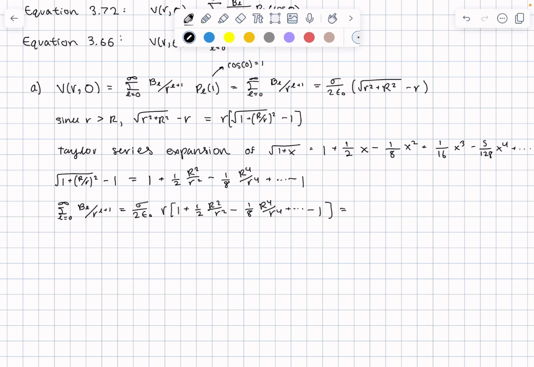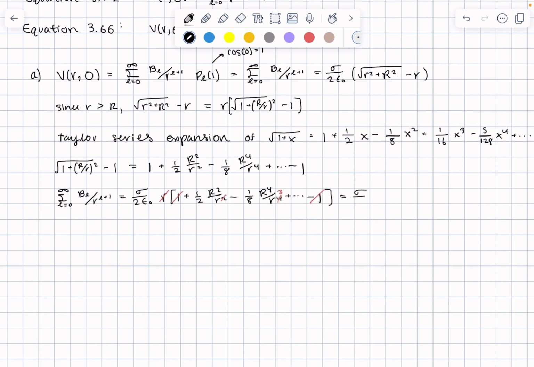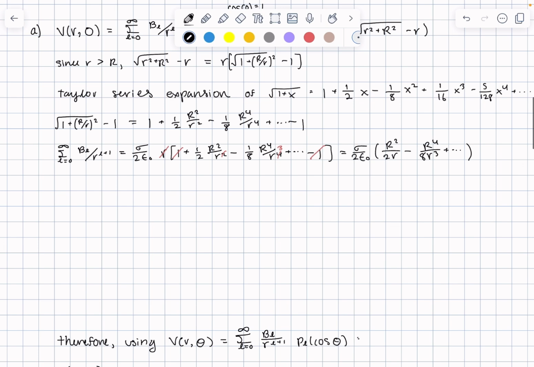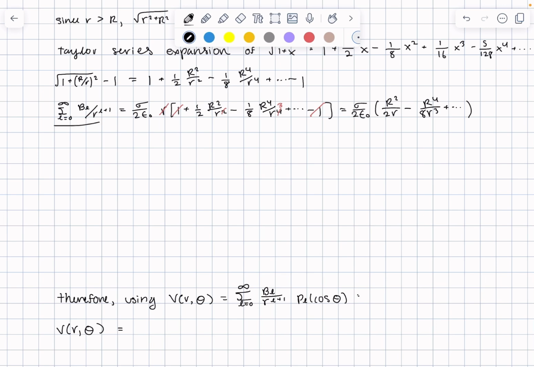And then this will be equal to, well, let's simplify this a little. We can cancel those out, and then we can also factor out our little r. So we'll go like that. And so then that will just be equal to sigma over 2 epsilon naught times big R squared over 2 little r minus big R to the 4 over 8 little r cubed plus, continuing. And so then, well, let's expand here now.